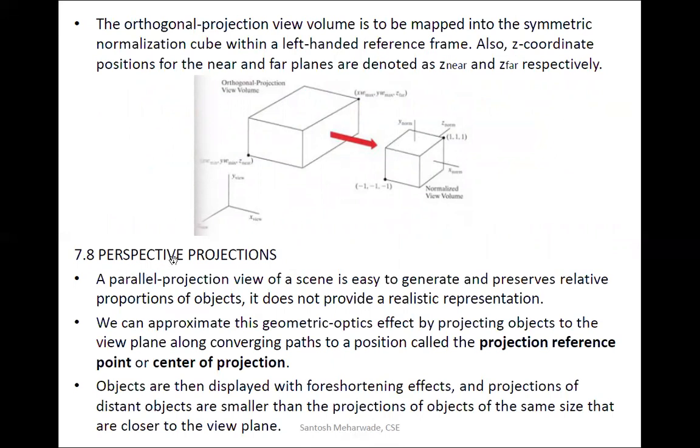The next one is perspective projection. Perspective projection is completely different from the orthogonal projection, because in the perspective projection, all the projections coming from the object will meet at one point, and that point we call the center of projection. Here it is not going to maintain any relative proportionality of the object. Whenever the object is far from the viewer, its shadow on our view plane will become smaller. If the object is very near to the viewer, then its shadow on the view plane will be increased.